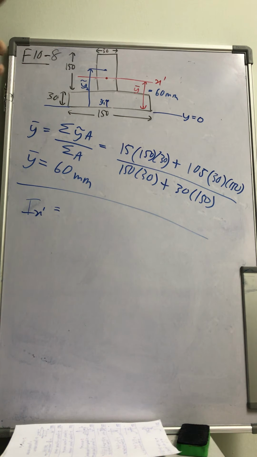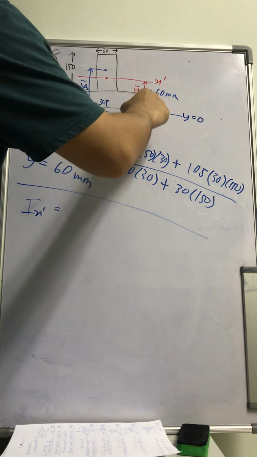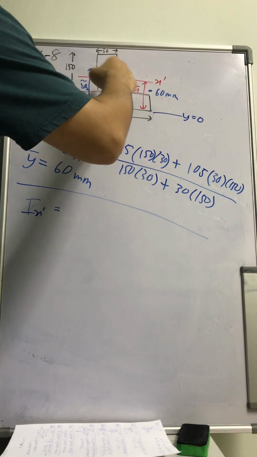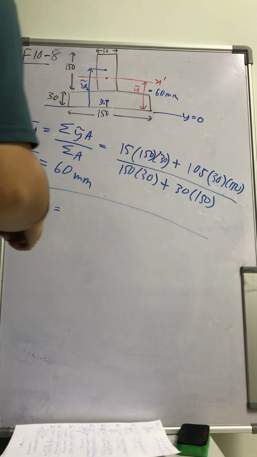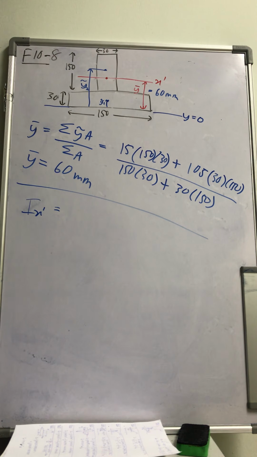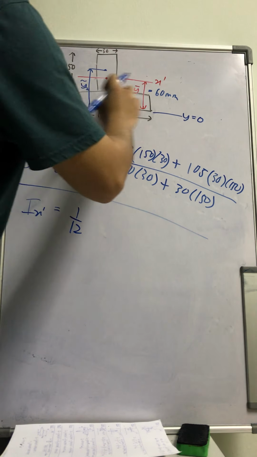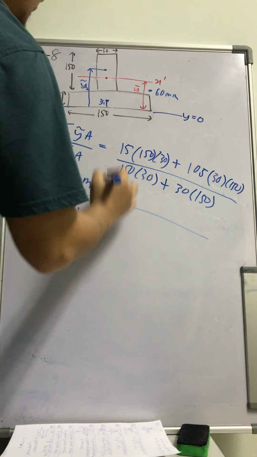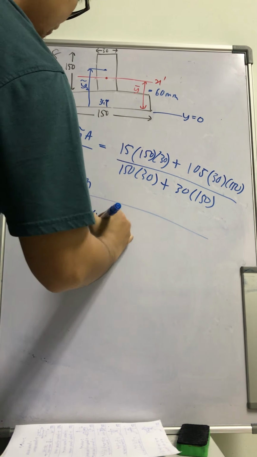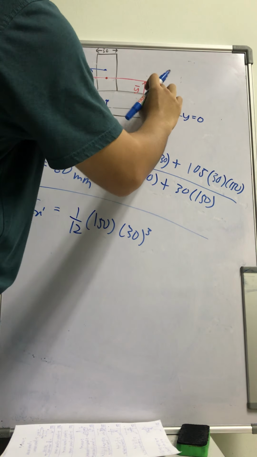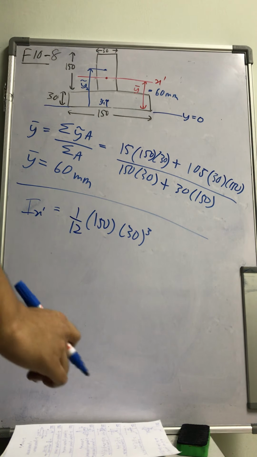Again, you have two areas, one at the bottom and one at the top here. You can choose which one as your first area, it doesn't matter. For instance, you take the bottom one as your first area. First you do the moment of inertia about its own centroidal axis, which is 1/12, base 150, height 30. So 1/12 times base 150 times 30 cubed, base times height cubed.